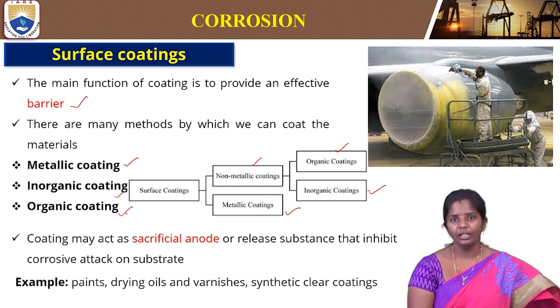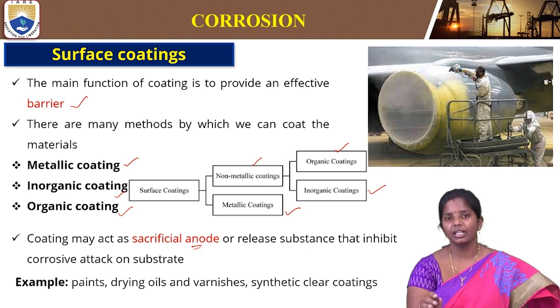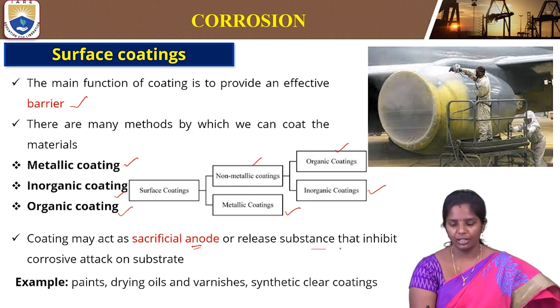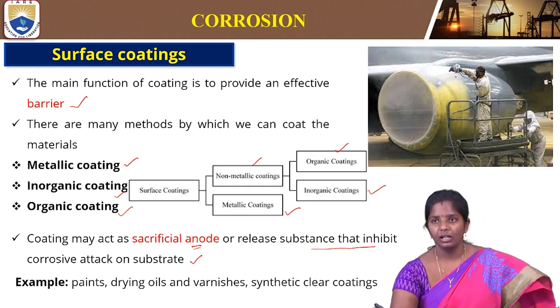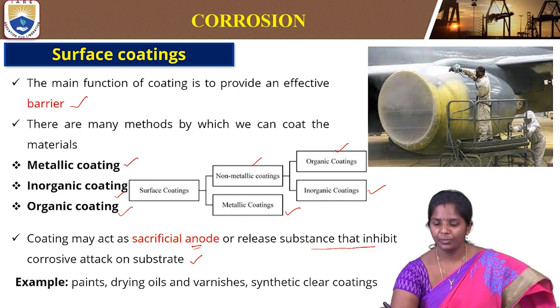This coating will act as a sacrificial anode or release substances that will inhibit corrosion. It will release a substance that inhibits corrosion on the substrate. For example, as we see, the man is coating the aircraft.